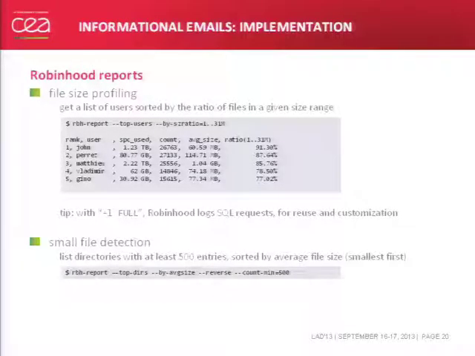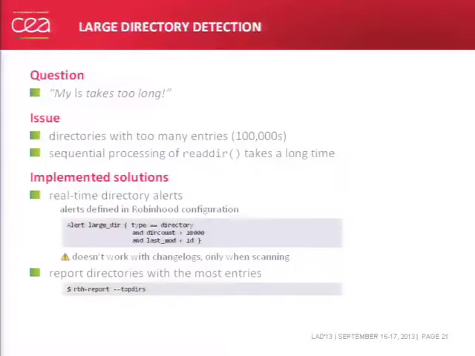We also can detect small files by using those rbh-report commands. For instance, this one lists all the directories with at least 500 entries, sorted by average file size, displaying the smallest file size first. So all those command line tools can be used with a full debug flag, which allows you to see the real SQL request Robinhood is performing, so you can reuse and optimize it or customize it.